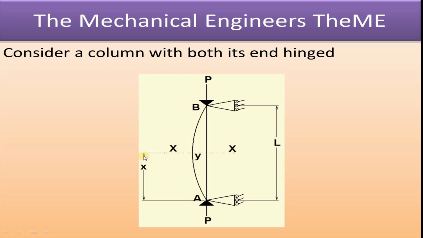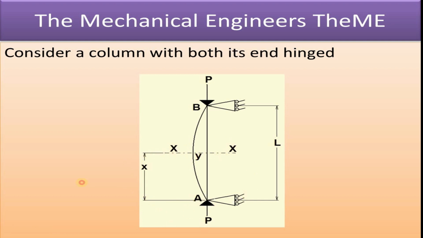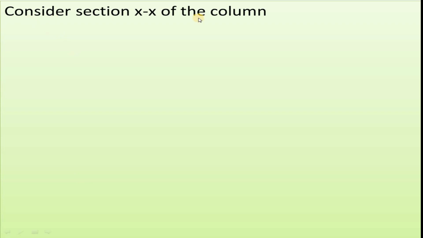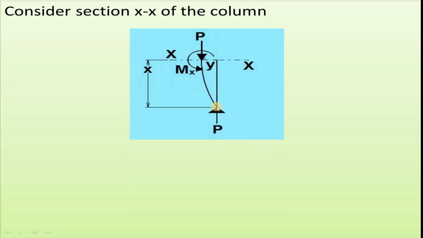Now we will consider this section XX of the column and analyze this portion separately. This force P is nothing but the resisting force which acts at section XX. This force is the counter force for the axial compressive force.